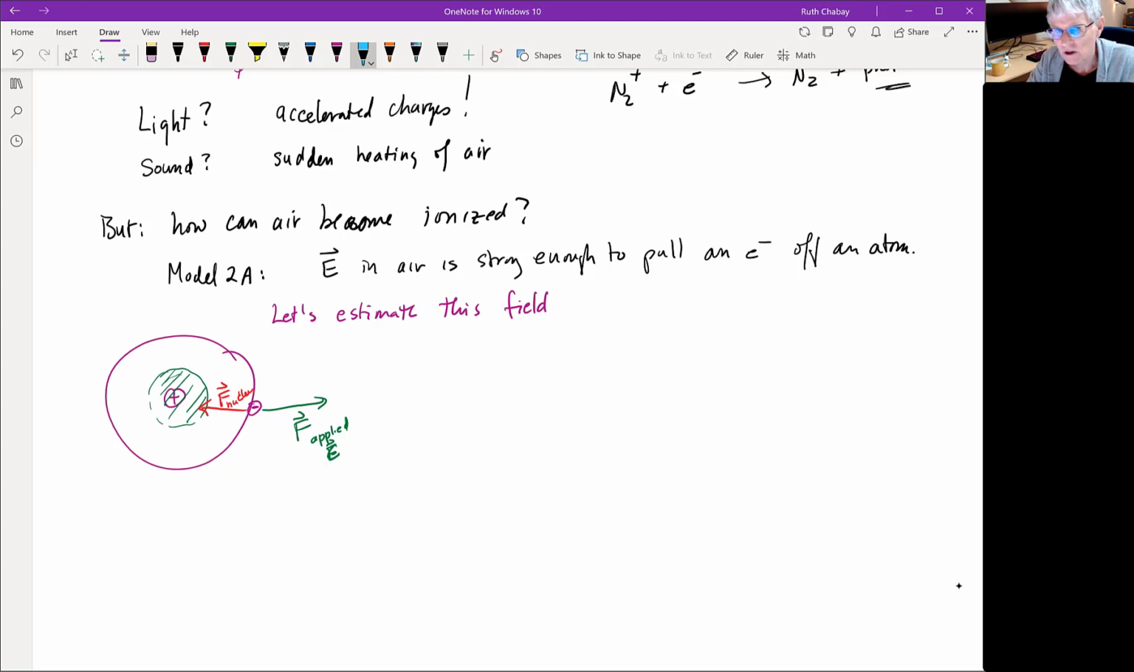And if we know the force, then we can get the field, because this is going to be the charge of the electron times the applied field, right? So we can get the magnitude of the field that we would need to do this. But this is a force that's actually fairly easy to calculate. This force is just the charge of the electron times the electric field of the nucleus at the location of the electron, right? And we actually know this distance roughly. It's roughly 10 to the minus 10 meters. So we can actually calculate this.